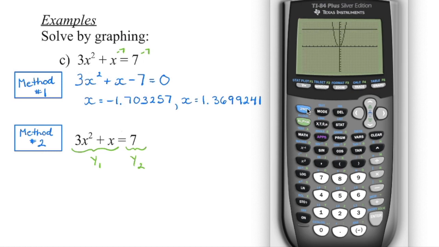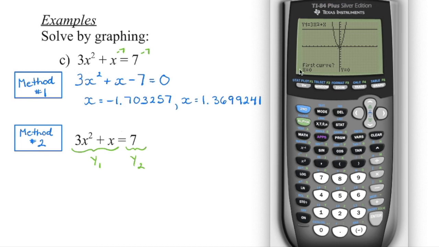So then if we want to find those values, we're looking now for what is the value of x where those two graphs intersect. What is the value of x when y is now equal to 7? So y is equal to 7, what are those x values? So we're going to go second function trace, and then remember from last year, intersect is number 5. So I'm going to press number 5.